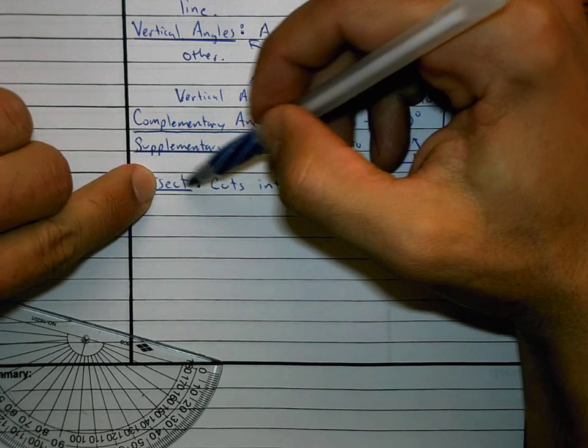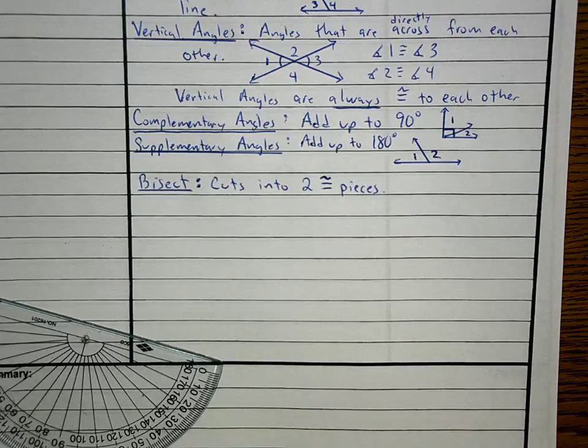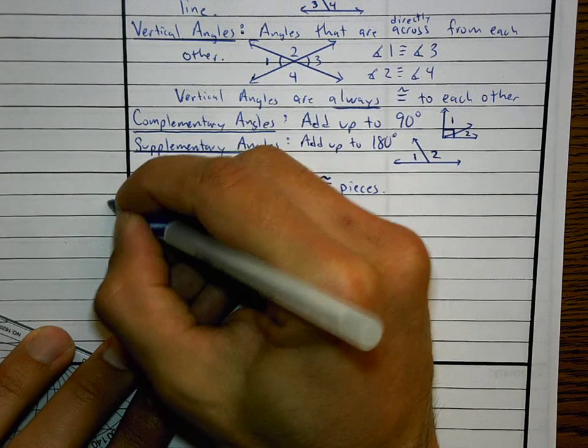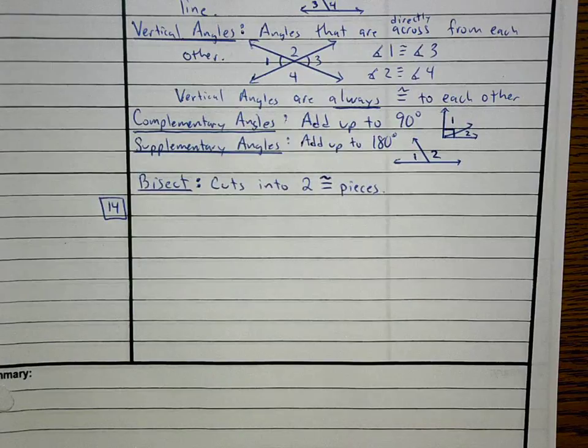I think of a sector or part of something, I'm going to cut something into two pieces. So some of your problems are going to say, this ray bisects that angle. What does that mean? It means it cuts it into two equal pieces. Let me give you an example like number 14. Number 14 on your worksheet looks like this.